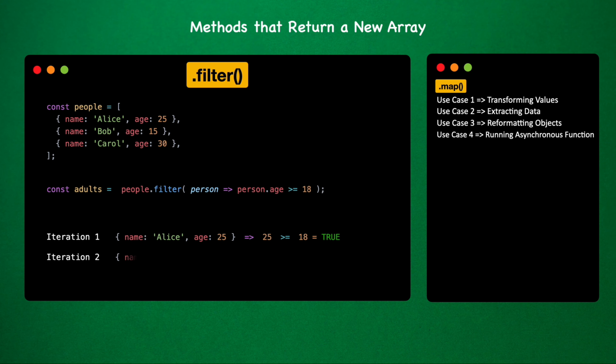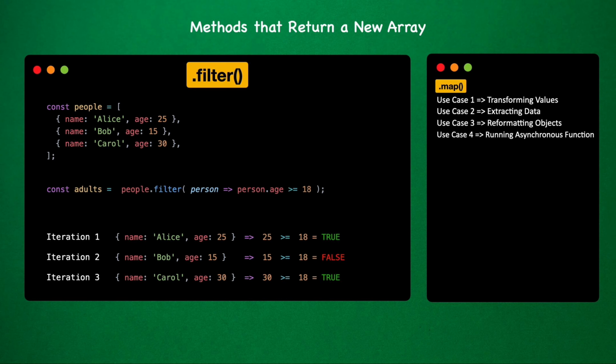Moving to the second person, Bob, who is 15 years old. Bob's age does not pass our test, as he is under 18. Therefore, he is not added to the adults array. The method continues to Carol, who is 30 years old. Carol passes the age test and is added to the adults array. After the filter method has gone through the entire people array, we are left with a new array, adults, which includes only the people who met our criteria, being 18 years or older.